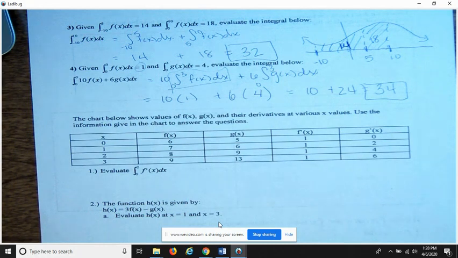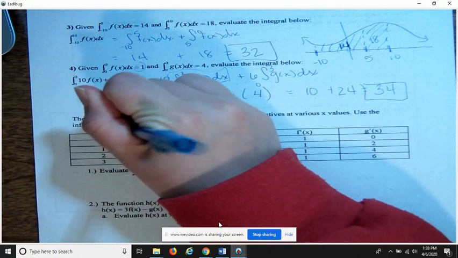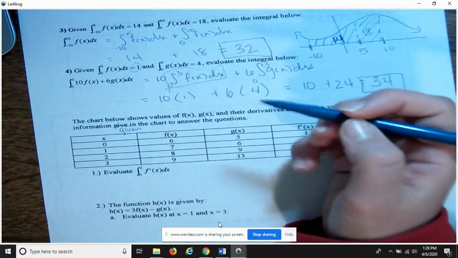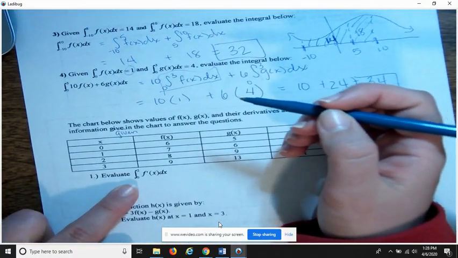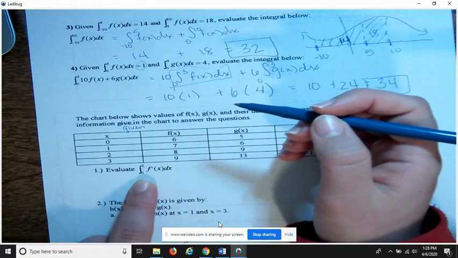All right, so it says the chart below shows the values of f of x and g of x and their derivatives at various x values. Use the information given in the chart to answer the questions. Okay, so the important things here, so we'll start with number 1. It wants us to integrate f prime of x from 0 to 2.